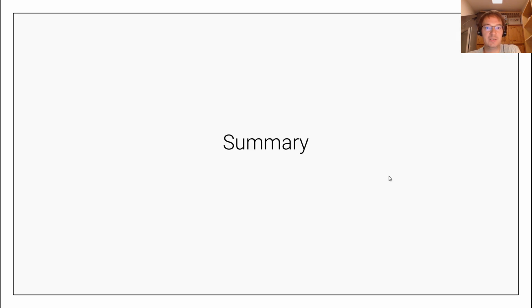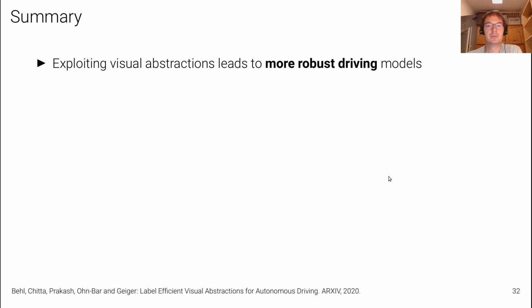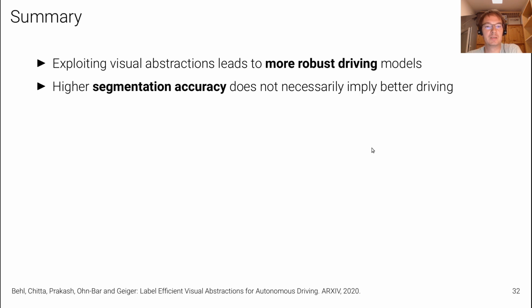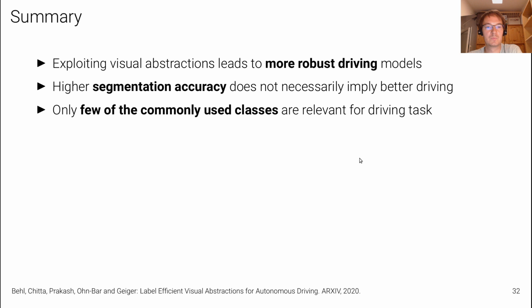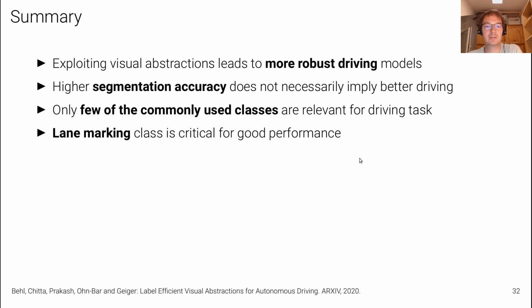Let me briefly summarize now. We have shown that exploiting visual abstractions leads to more robust driving models. And higher segmentation accuracy does not necessarily imply better driving. It's also interesting to note that only few of the commonly used semantic segmentation classes are actually relevant for solving the driving task. And lane marking is critical for good performance.